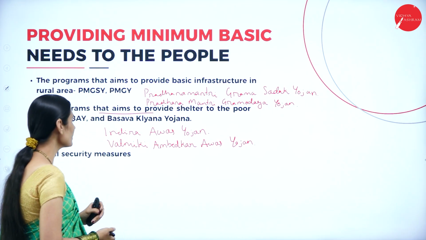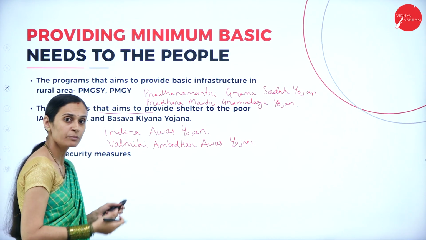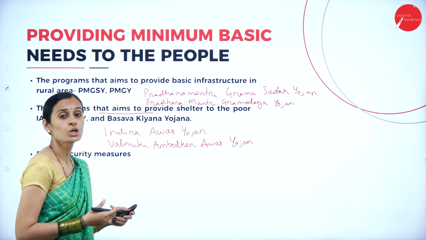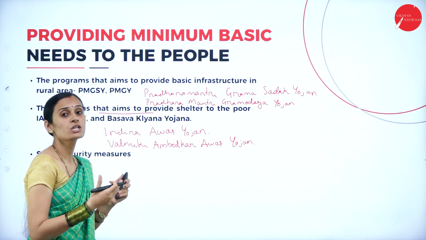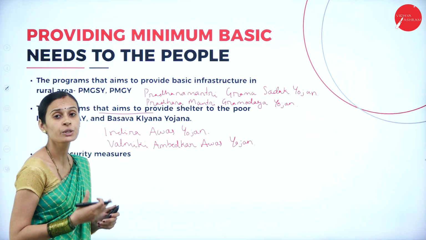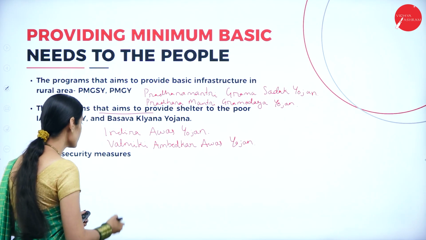Okay, and next one, social security measures. Of course, it is one of the important measures taken by the government to improve public health by implementation of several social security measures. It introduced several social security measures. And what are the different programs under these measures?